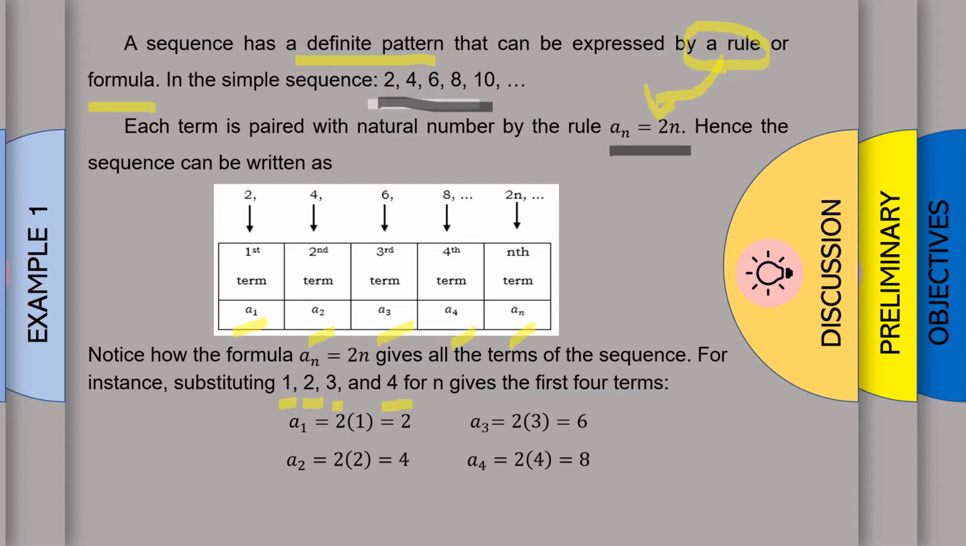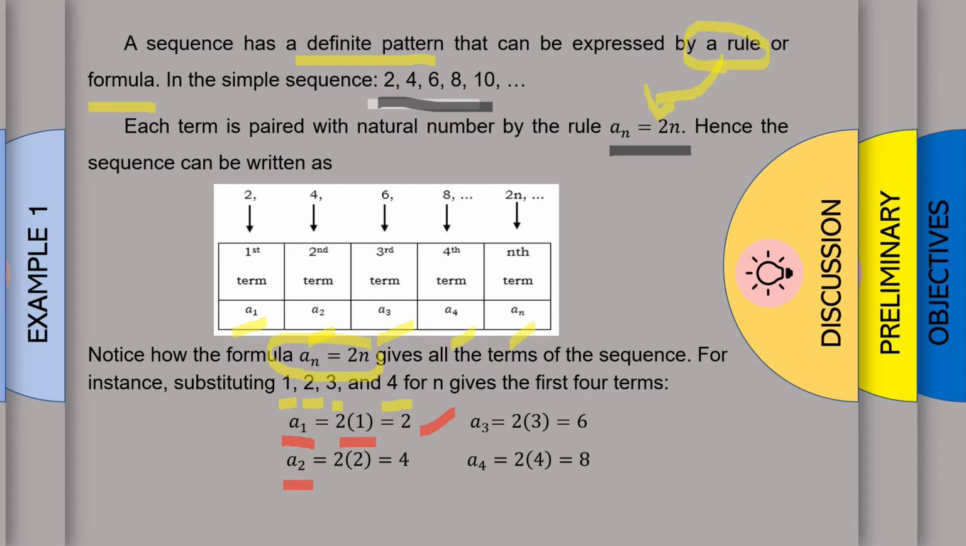So, paano mo siya gagawin? Kung meron kang rule na isinet for this, o yung targeting formula niya, so we have here a sub n is equal to 2n. So what you're going to do now is just substitute the value. So for a sub 1, you have 2n, so your n will be equal to 1, so that is 2 times 1, so the answer is 2.